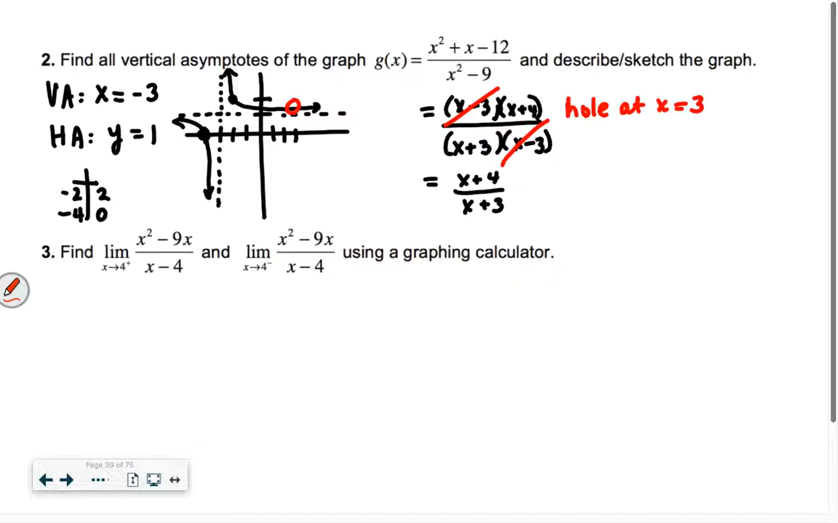I don't think it's totally crucial that you remember how to graph it, but it is crucial that you know how to find each individual thing. Do you know how to find a horizontal? Do you know how to find a vertical? Do you know how to find a hole?